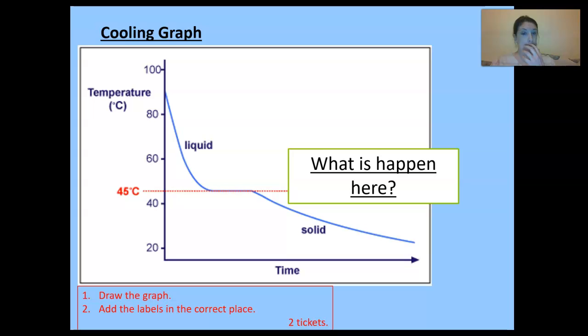And then this is the opposite, so a cooling graph would show that as you remove energy, as time increases, the temperature will go down until you get to a point where you're trying to remove energy so that the bonds can form, which is happening here, and then the temperature of the solid will go down.